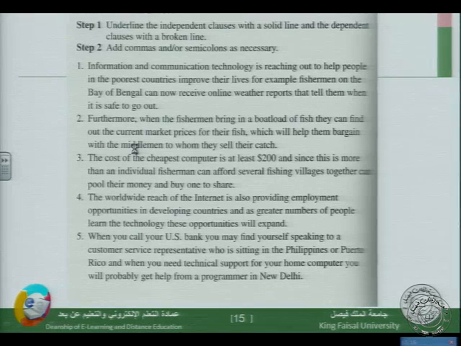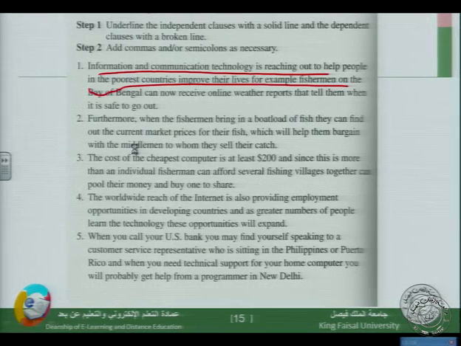Underline the independent clauses with a solid line and dependent clauses with a broken line. Then add commas and semicolons as necessary. Let us do just one of them. Information and communication technology is reaching out to help people in the poorest countries improve their lives. For example, fishermen on the Bay of Bengal can now receive online weather reports that tell them when it is safe to go out. Notice, all of these are what? Up to here they are independent clauses. But the rest, sorry, the first part is all independent, but the broken lines are the dependent clauses.